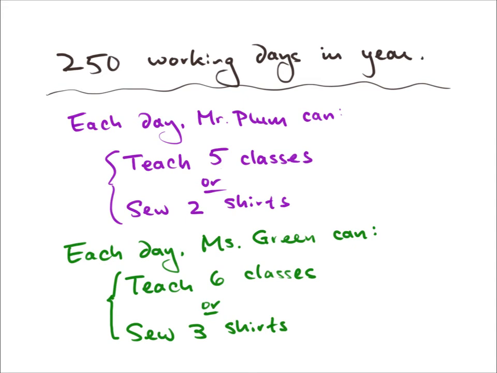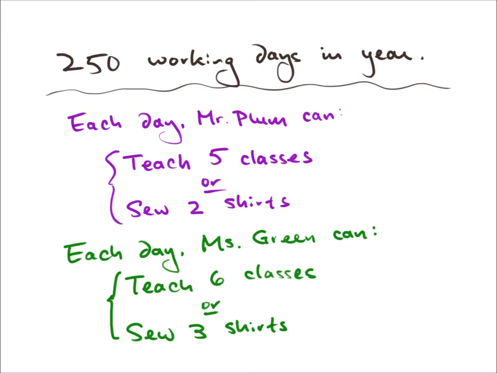Okay, each day a person can do one of two activities, either teach or sew shirts. But the two people are different. Mr. Plum knows enough and is a good enough teacher that he can teach 5 classes. Ms. Green could teach 6 classes in a day. She's, I suppose, a more efficient teacher. Mr. Plum could sew 2 shirts in a day. Ms. Green could sew 3 shirts.